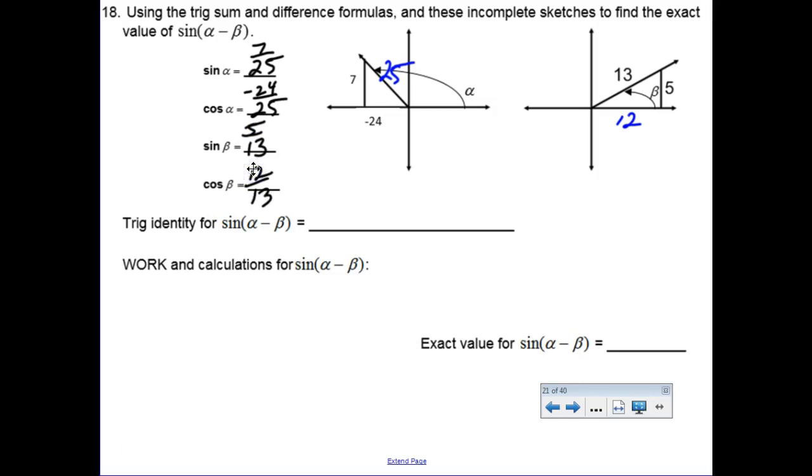So now that we have all of the sines and cosines for alpha and beta, we're going to use our trig identity, and the first thing I want you to do is write out the formula from your formula page. So sine of alpha minus beta is, I'm going to use a and b because you guys hate alpha and beta, so sine, cosine, cosine, sine. There we go.